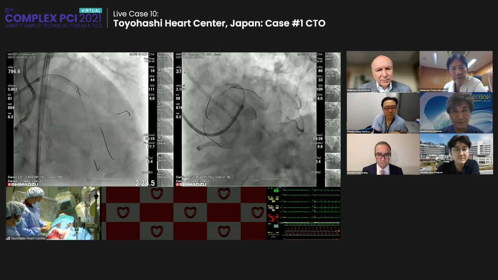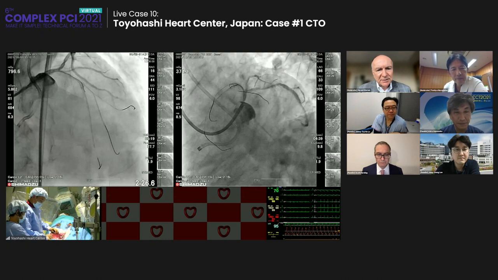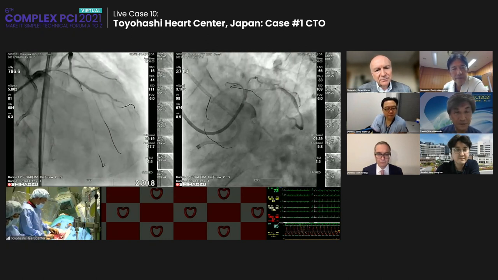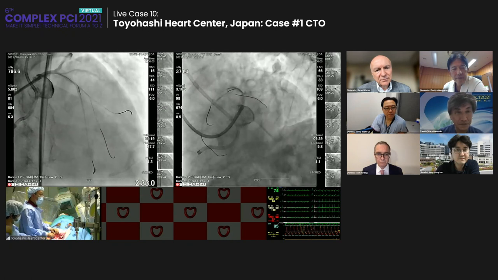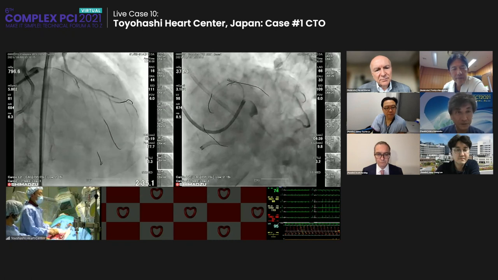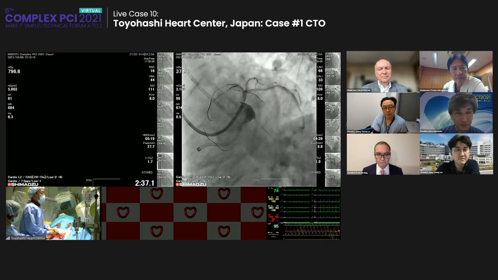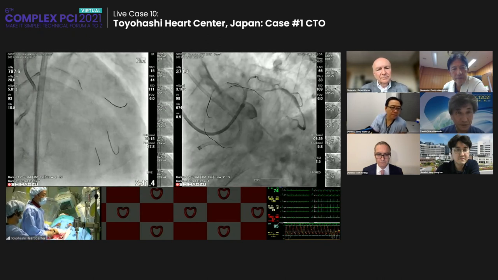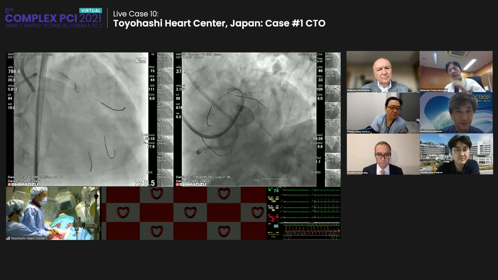So Kenya, are you preparing to dilate now the diagonal and then do IVUS? Yes, I want to dilate the diagonal with a 2.0 balloon from now. And then I want to check the IVUS, I can show you. You should.